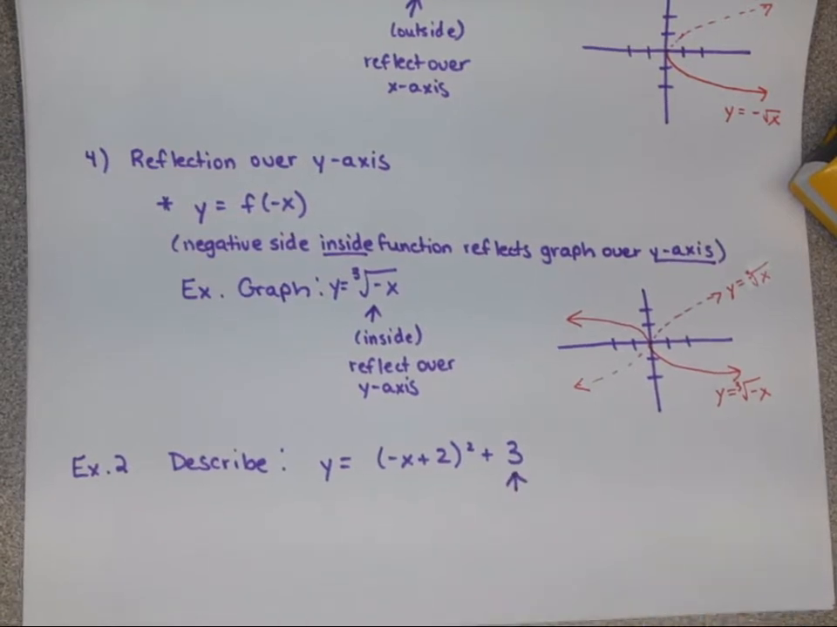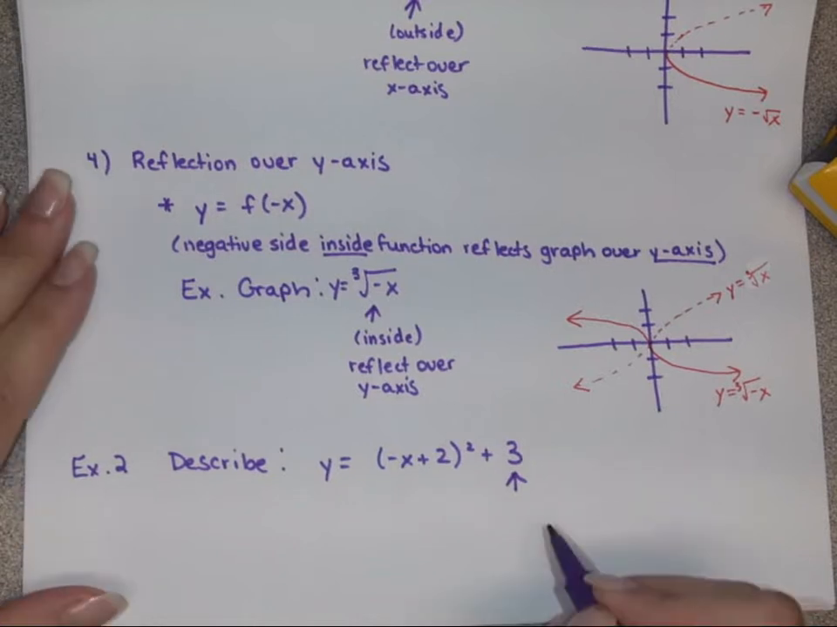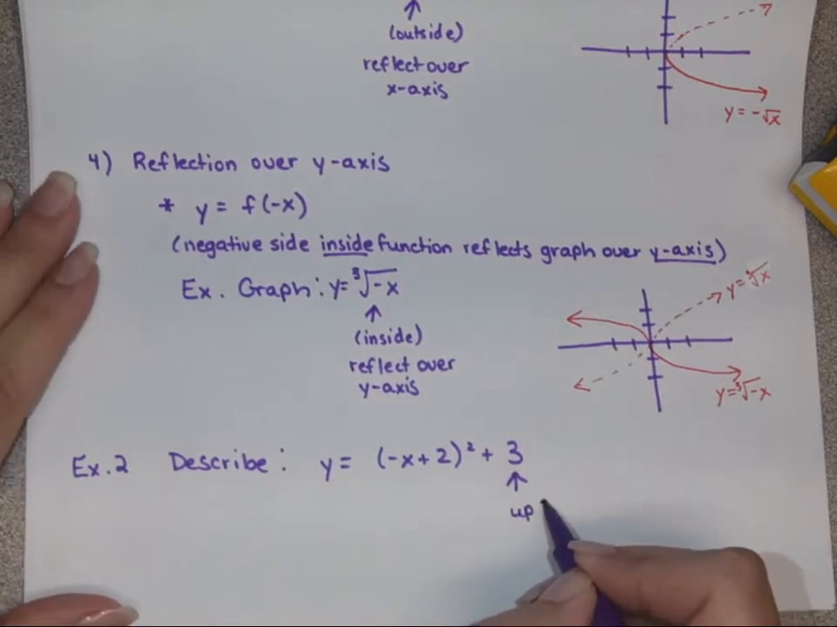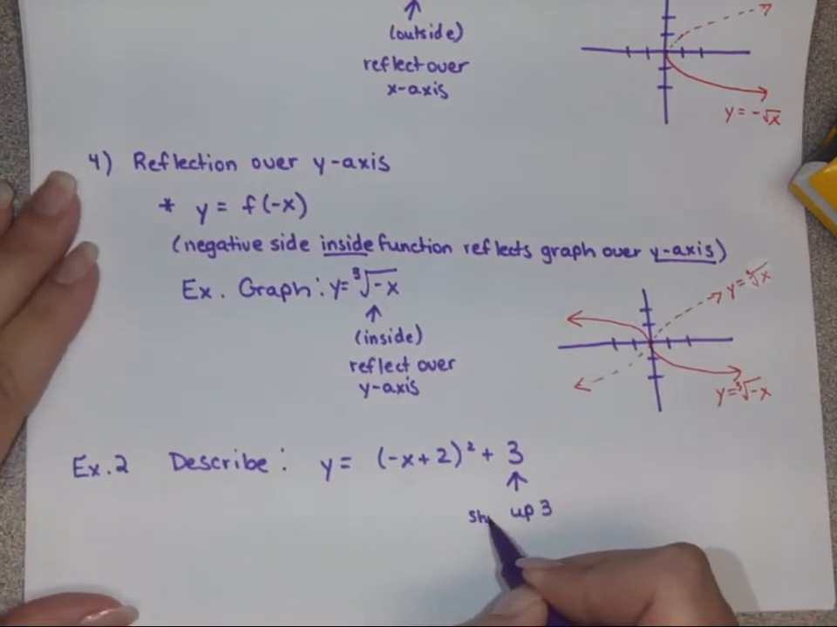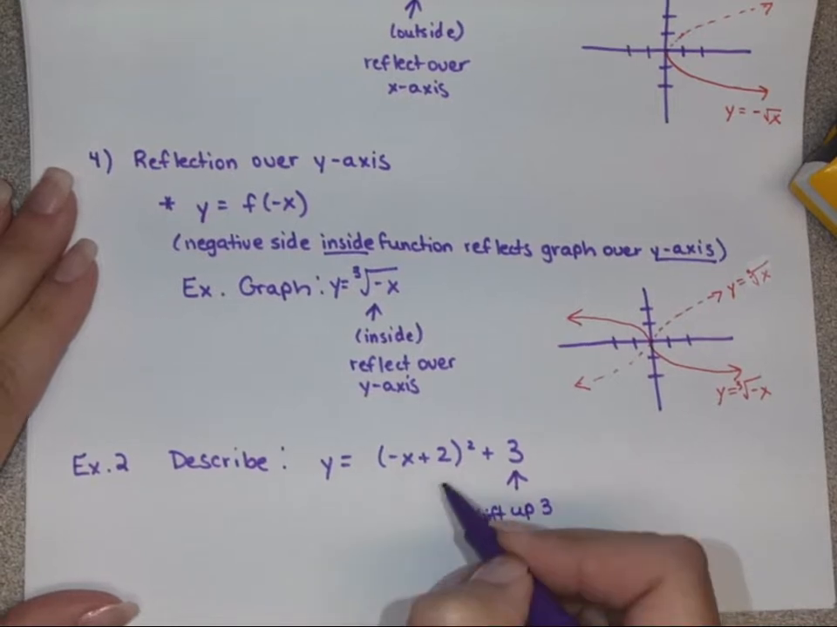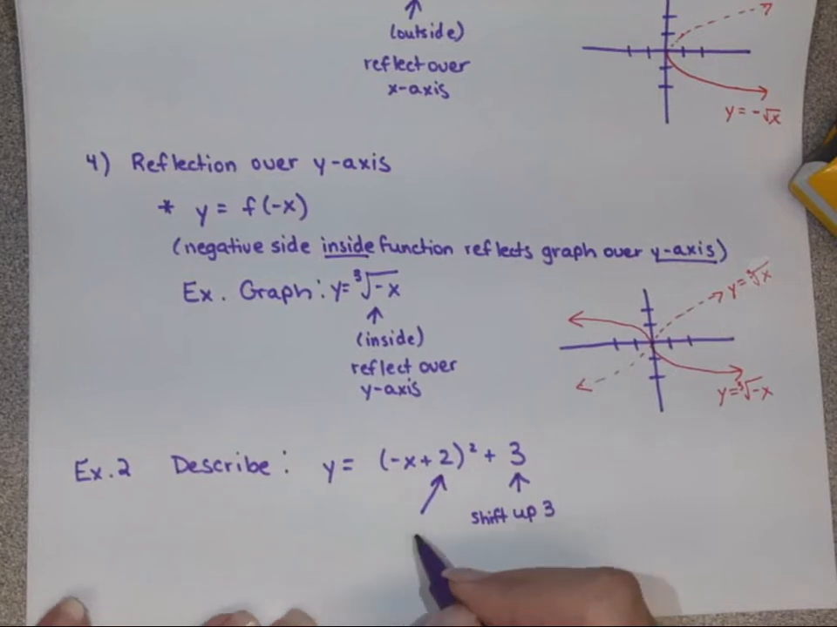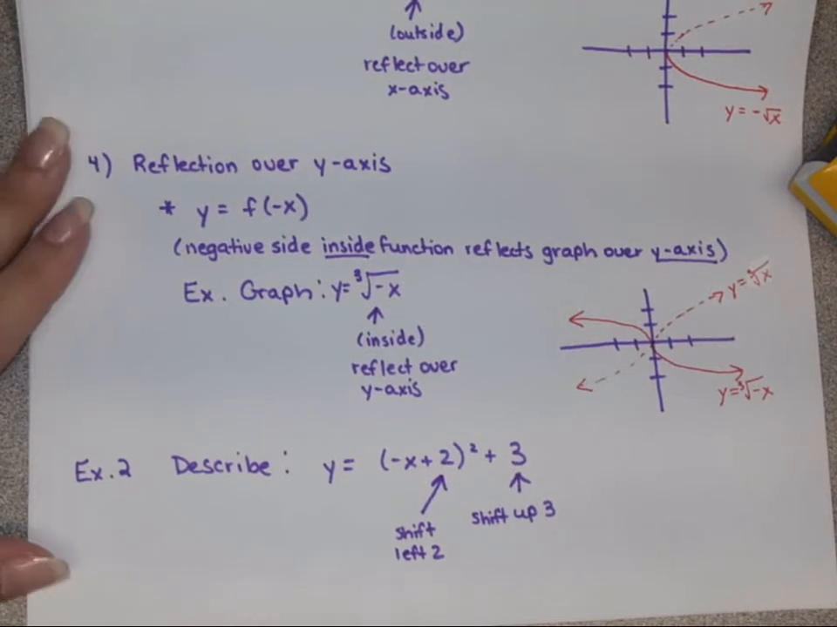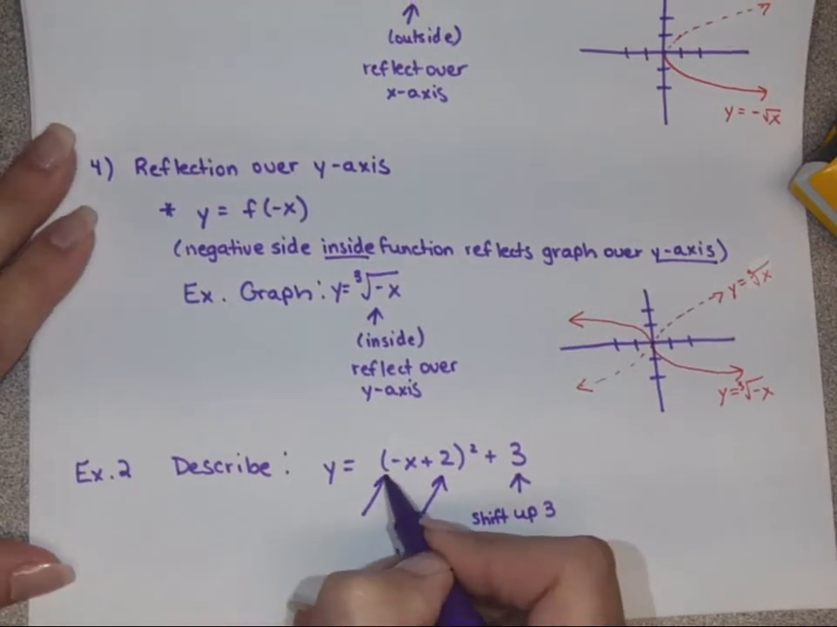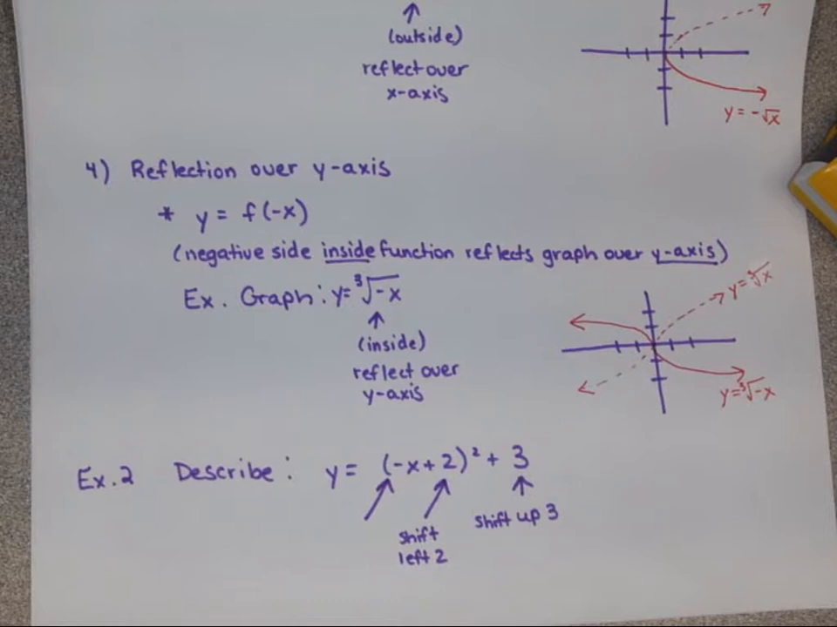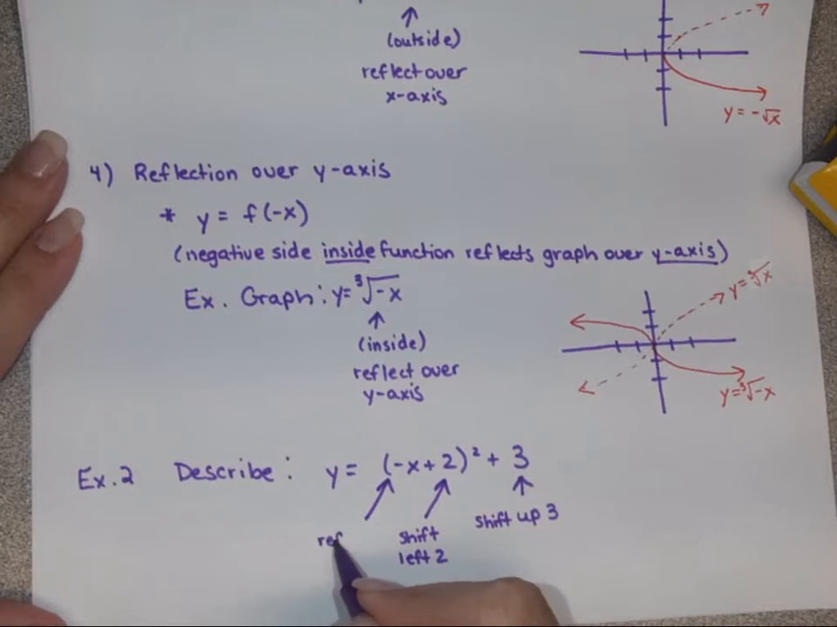So what does this +3 do to the graph? It shifts it up 3. What about this +2 here? It's going to shift it left 2. And then last but not least, what about this negative sign? Remember, where is it? Is it outside or inside? Inside. So what kind of reflection is that? Reflection over the y, right?